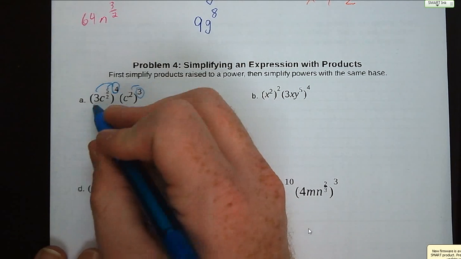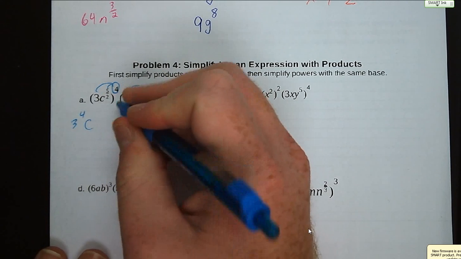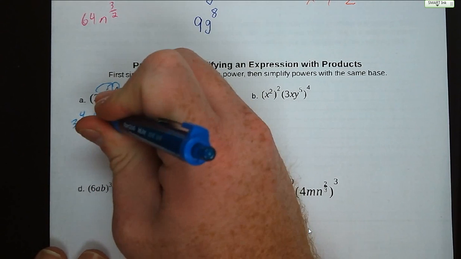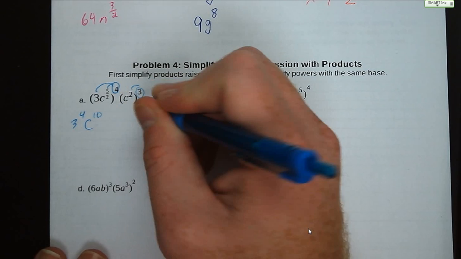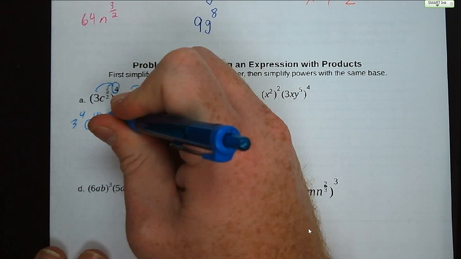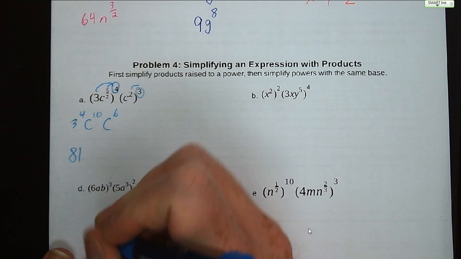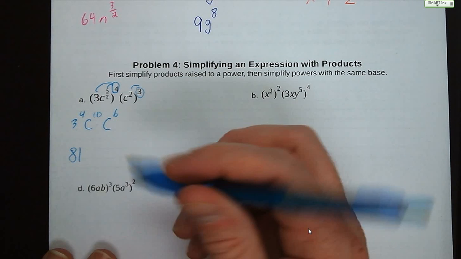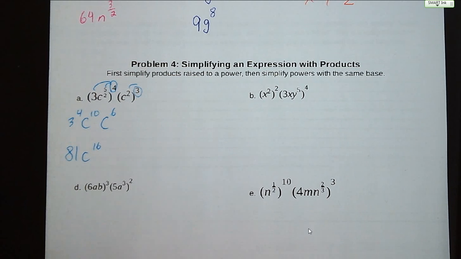So we have 3 to the 4th power, c to the 5/2 times 4. 5 times 4 is 20, divided by 2 is 10, c to the 10th power. And we have c to the second power times c times 3 is c to the 6th power. So now we can simplify. 3 to the 4th power is 81. We have the same base, c, so we add our exponents. 10 plus 6 is 16. So it's 81c to the 16th power.